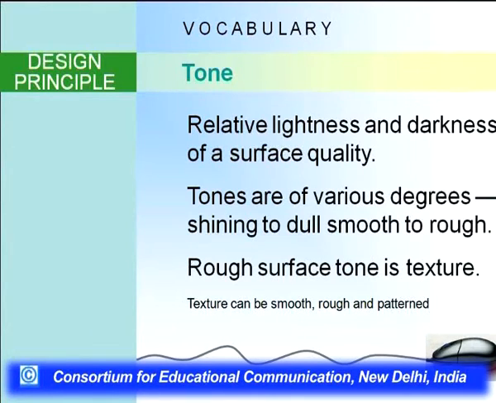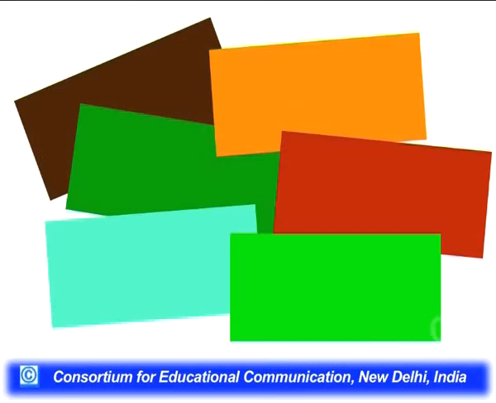The tone can be of various degrees. It can be shining, it can be smooth, it can be rough. If the tone is rough, then we call it a texture. Texture can be artificially created. Textures are available in nature as well. See the example of the tone.